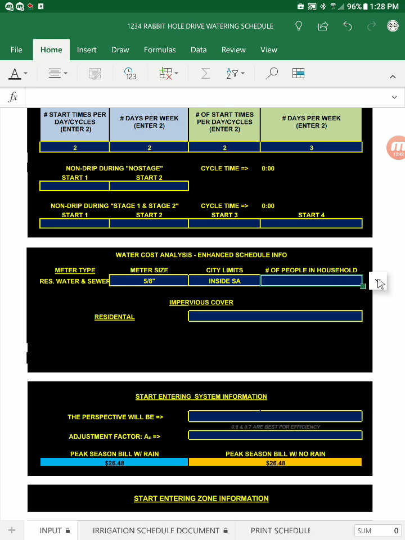Number of people in the household: if nobody's at home, go ahead and select 4. But it is a good idea to ask the customer, if they're paying for this, how many people are in the household.